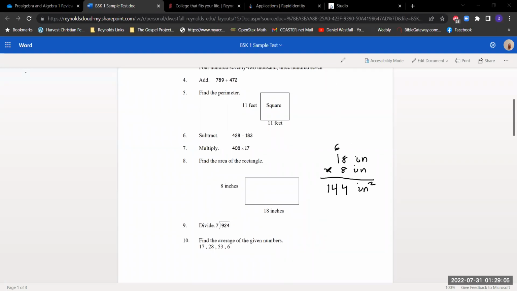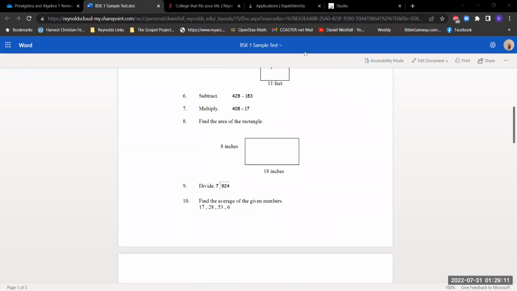Now I'm going to do some division. In BSK1, we just do remainder division. We don't do decimals. We don't do fractions. So 7 is going to go into 924. 7 goes into 9 one time, with a remainder of 2. Bring down the 2. 7 goes into 22 3 times, that's 21, with a remainder of 1. Bring down the 4. 7 goes into 14 2 whole times. There's a remainder of 0 left over, so we're not going to write a remainder.